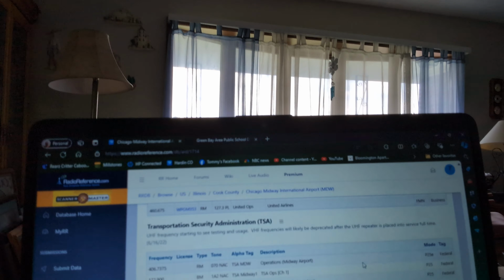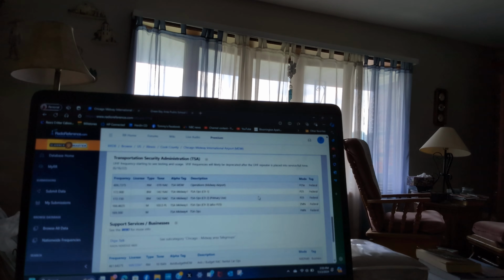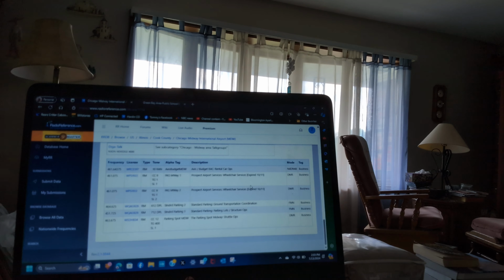So then after that, you guys got the Transportation Security Administration. You guys got these radio frequencies right here. This one is partly encrypted. This one's a regular P25. This one is a regular P25. So you guys got quite a bit of different actions.